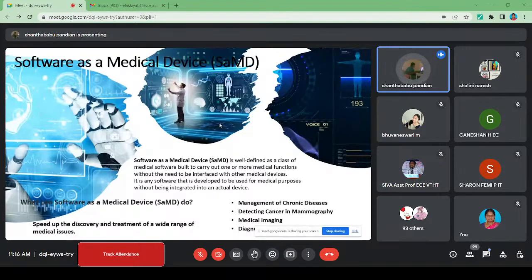This is specifically to speed up the discovery and treatment of a wide range of medical issues. Recently it has been called out under a separate name, because AML is just the core, the backbone, and on top of that we need to build other applications and layers. For example, if you order a fruitful dish in a restaurant, they give you the core dish, decorated with multiple things, and then it is served to you.